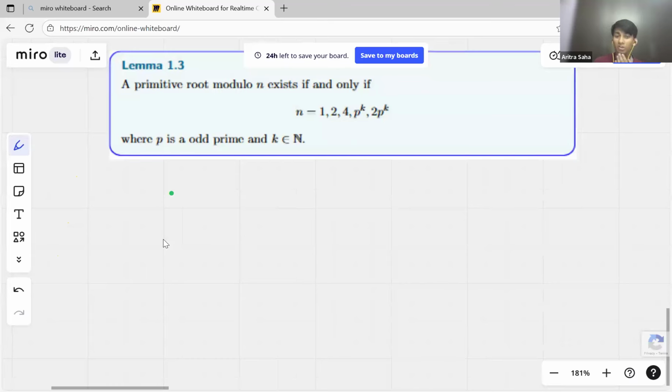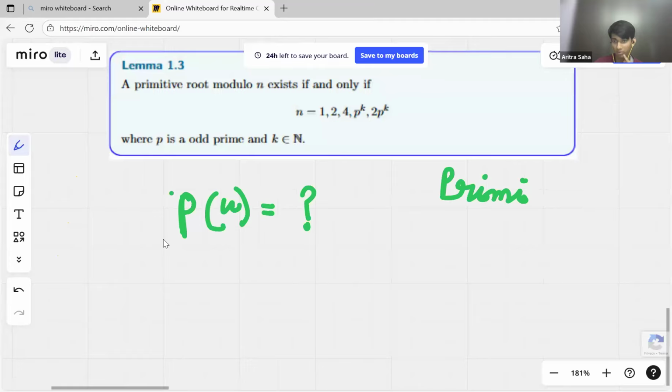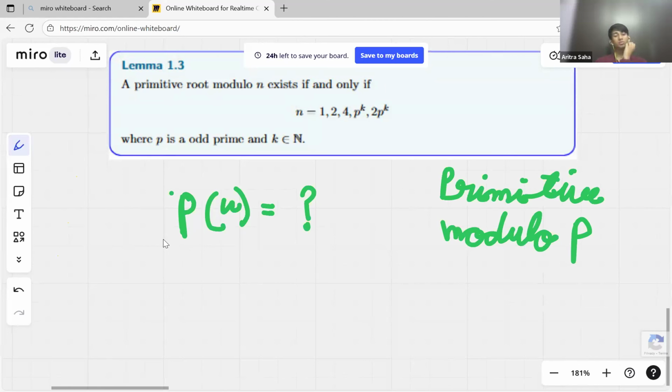So try to think of a polynomial in Fp which can help in this case, which f(x) or p(x), let's say, equals what, can help for proving primitive root modulo p. Now we are discussing only p. Any guess which p(x) can we choose? What should be the best? Take 2-3 minutes.